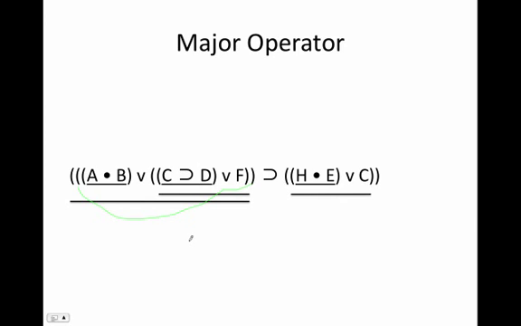Right there. Well, what's the major operator of that? It's this disjunction symbol. Well, then that can't be the major operator of this whole formula. Well, what does that leave us? It leaves us this horseshoe. It's a conditional then. This formula is a conditional.